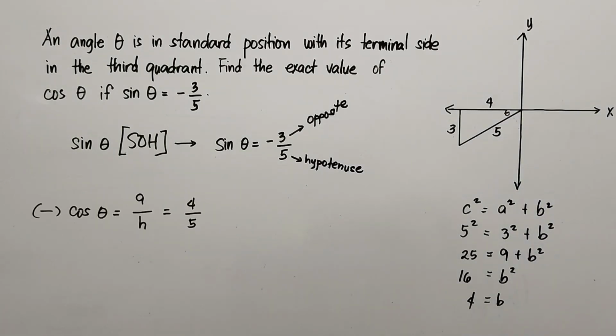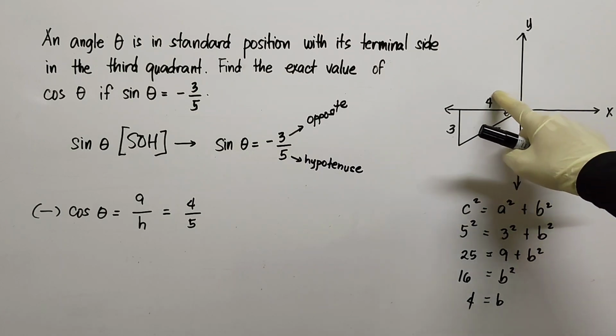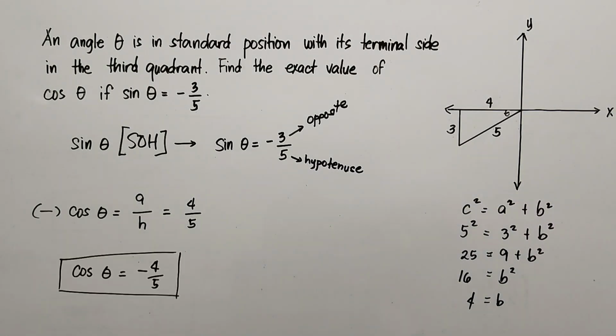Now we can solve for the cosine theta. And remember, in quadrant 3, the cosine is negative. Cosine is adjacent over hypotenuse. So the adjacent side of this theta is 4, and the hypotenuse is 5. Since theta is in quadrant 3, the cosine of the theta is negative 4/5. This example is not a unit circle.